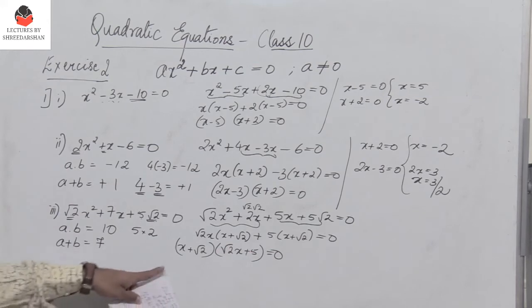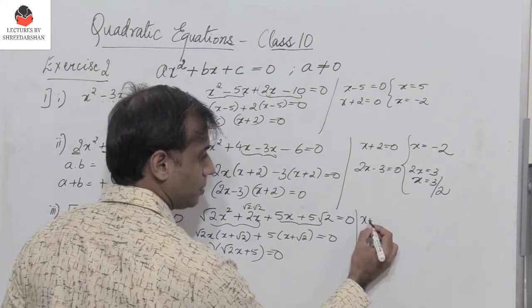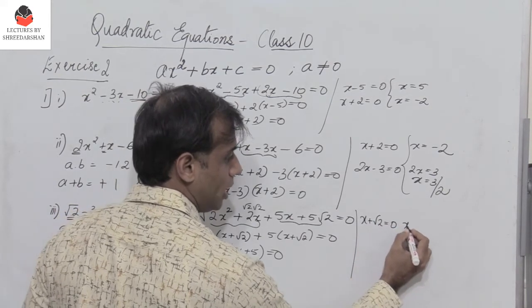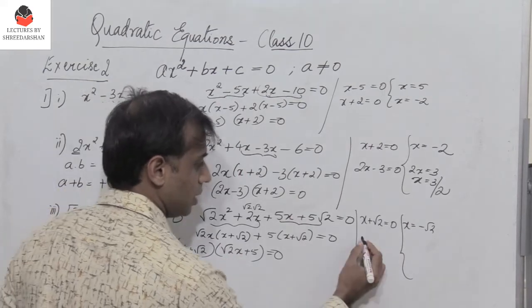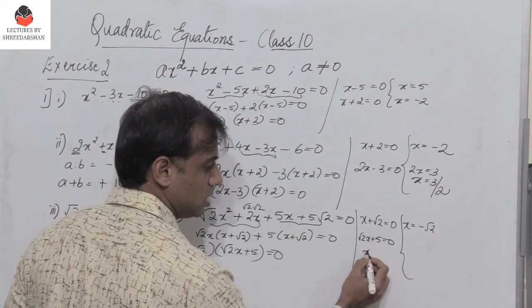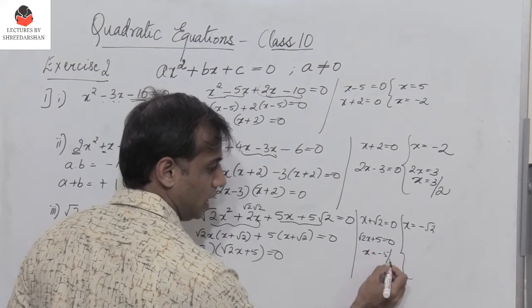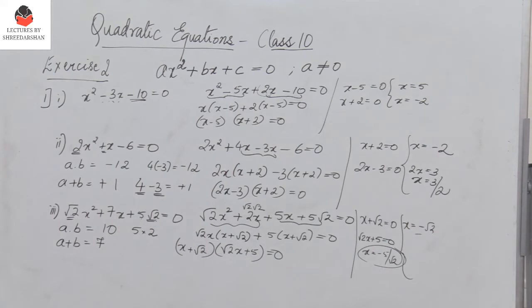Now I equate both of them to 0 again here. So x plus root 2 equals 0, so x is equal to minus root 2. And here we have root 2x plus 5 equals 0, or x is minus 5 by root 2. So these two are the answers: x is equal to minus root 2 and x is also equal to minus 5 by root 2.